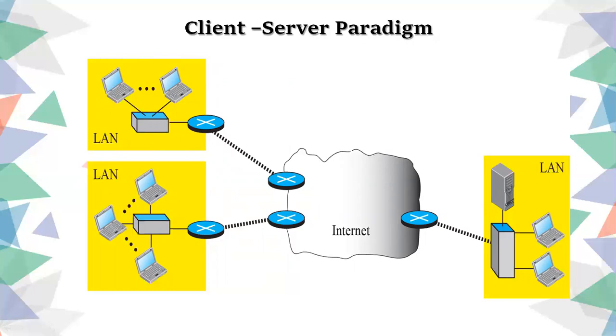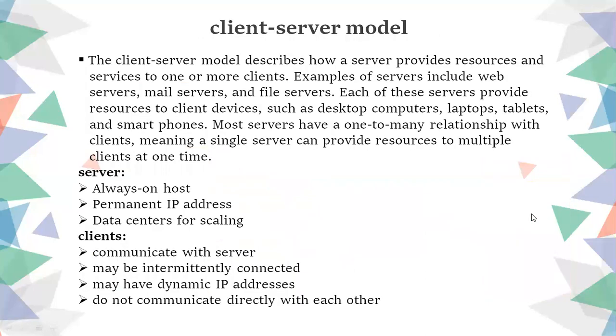One is a finite system, the client system, whereas the server is an infinite system. The client may be an active open, and the server will be a passive open. The client-server model describes how a server provides resources and services to one or more clients. Examples of servers include web servers, a particular website. If you want to access the website, we need to access the particular server. A mail server, a file server.